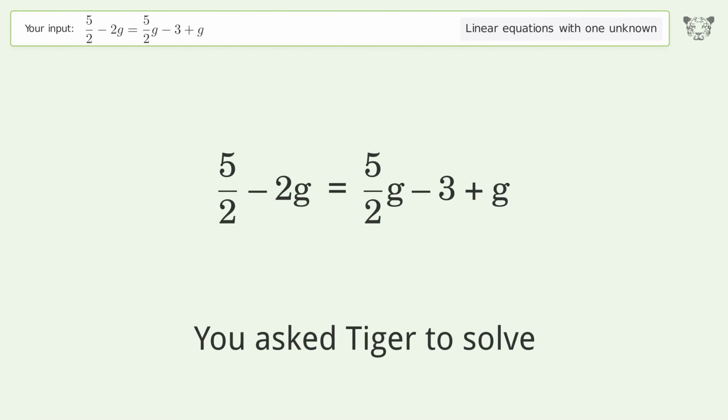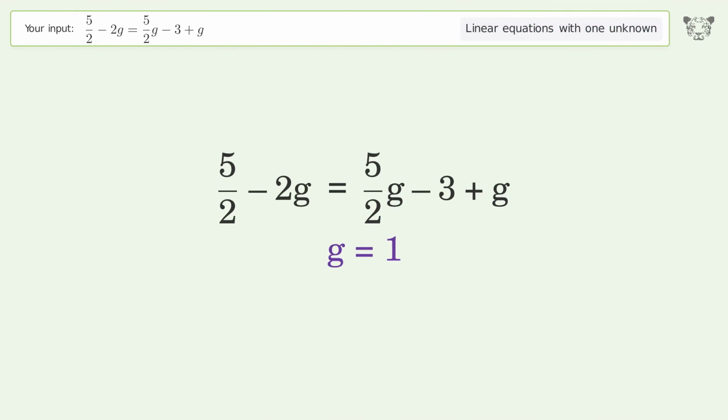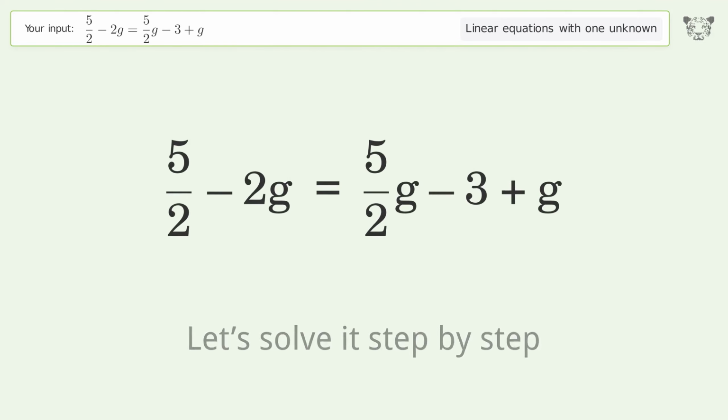You ask Tiger to solve. This deals with linear equations with one unknown. The final result is g equals 1. Let's solve it step by step.